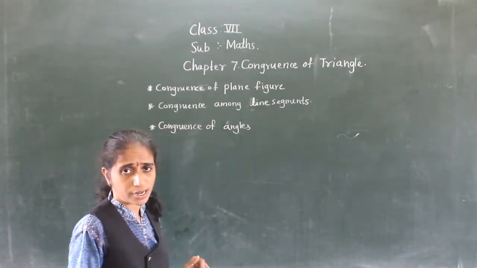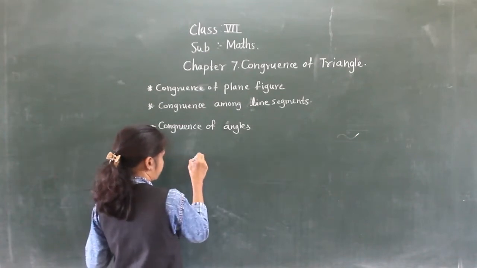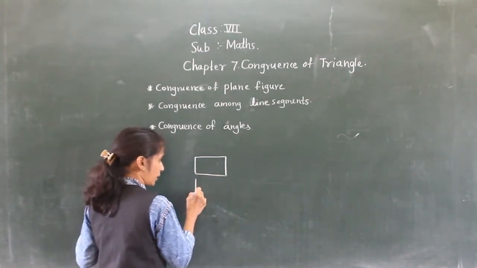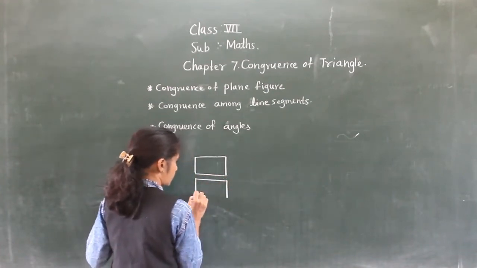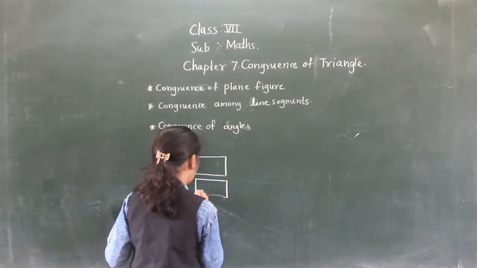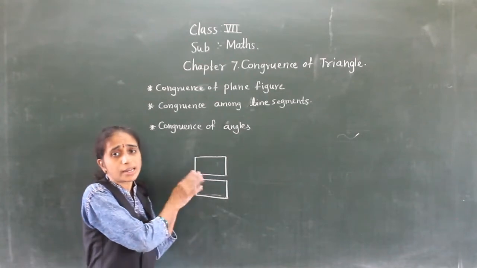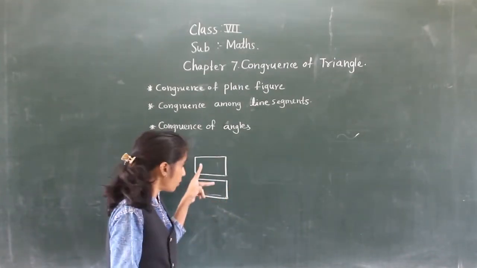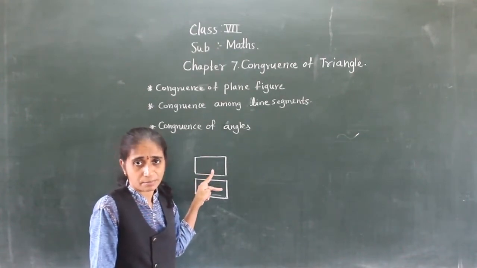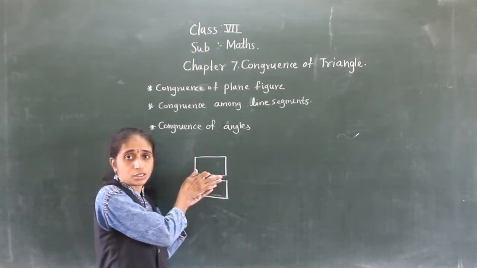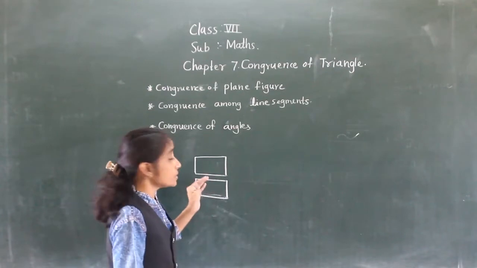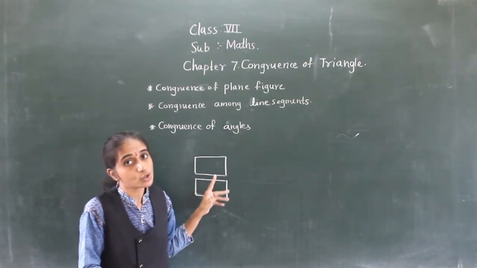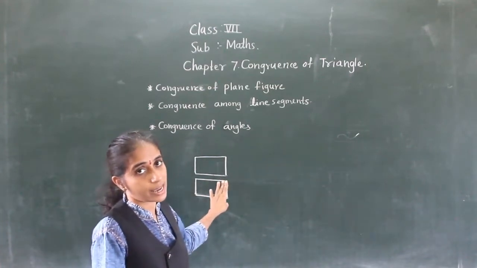Any plane figure you can take for that. Suppose I take a rectangle, and this is also a rectangle. I have just given an example. If I keep both the rectangles on each other, we will find their size and shape are the same. By observing also you can say both the shapes are the same. If they overlap, their size and shape are the same. So both the rectangles are congruent.